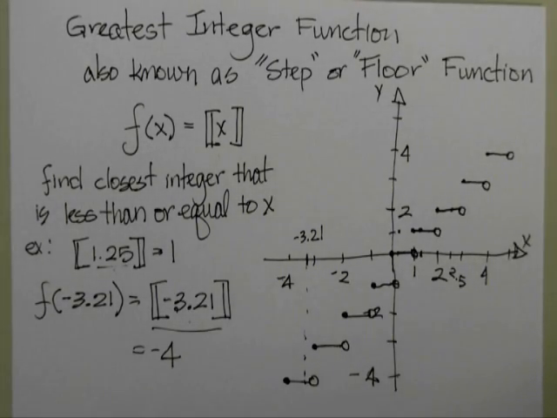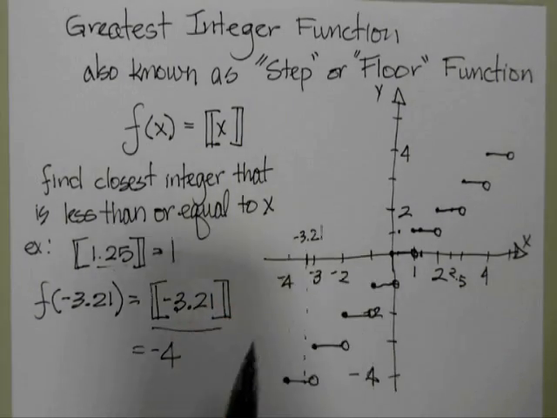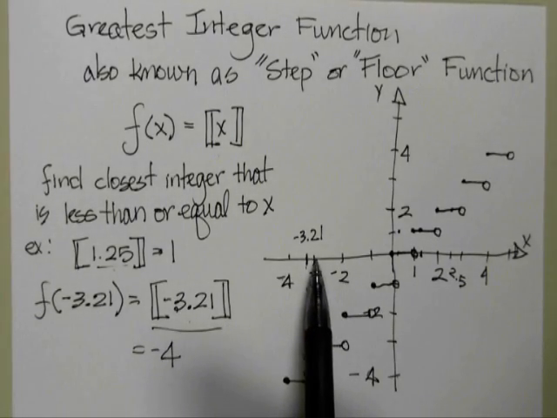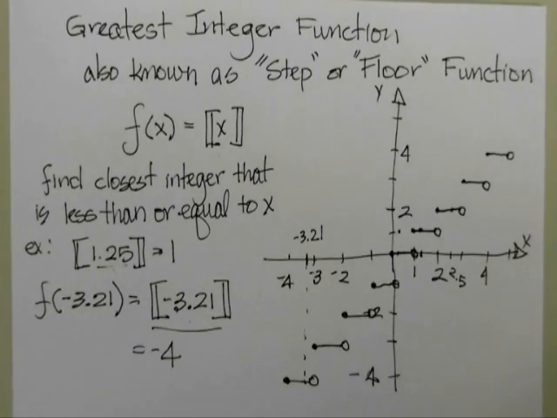A lot of people make the mistake of saying, oh, it's negative 3. But negative 3 is right here. And that is larger because it's to the right of the value we're considering. That is the greatest integer function.